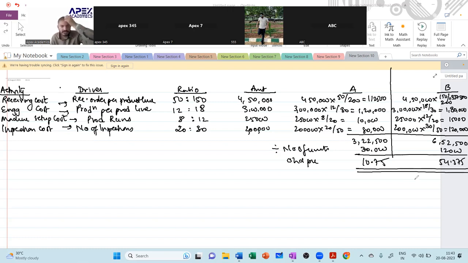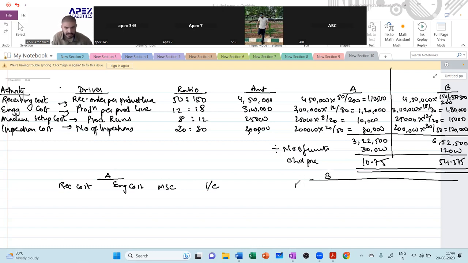What they are asking you in the question is, receiving cost per unit with respect to A will be how much? So please pay attention. Under A, we have receiving cost, engineering cost, machine setup cost, and inspection cost. Similarly, for B, we have the machine setup cost and inspection cost.